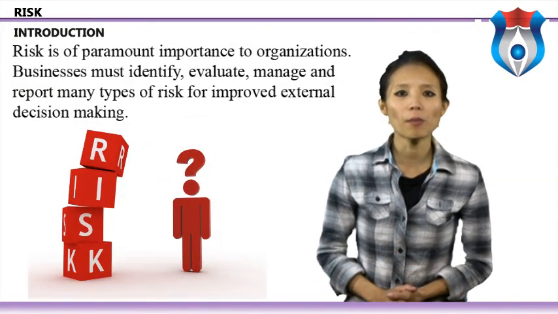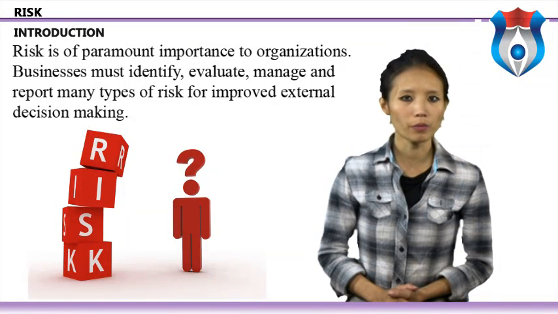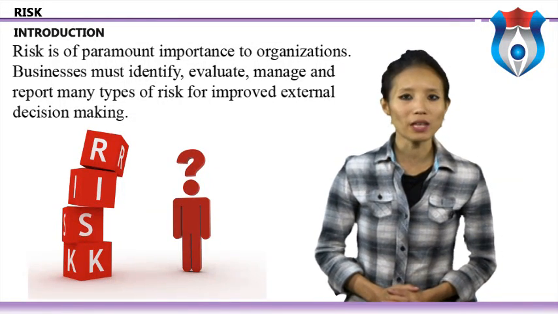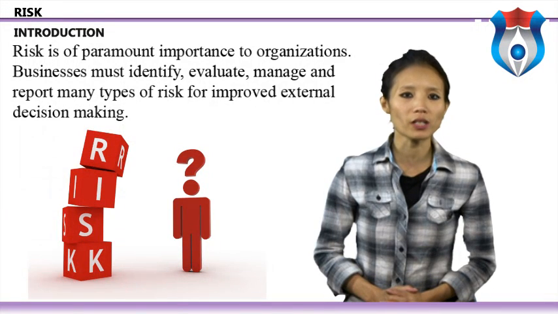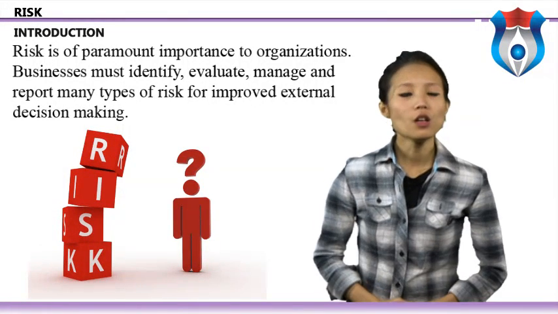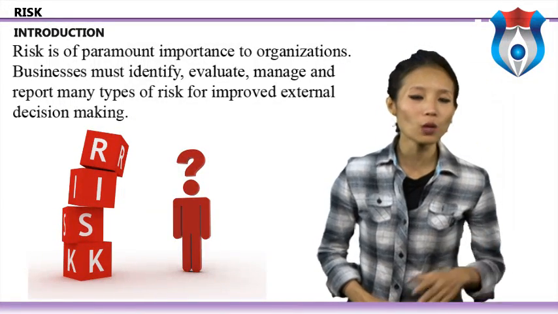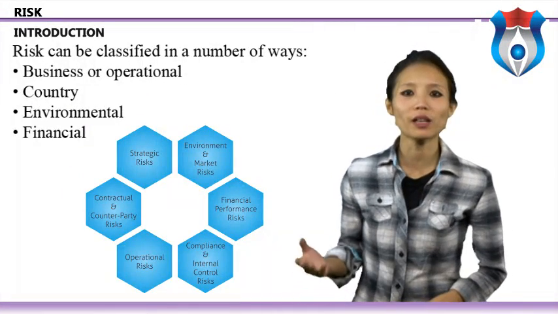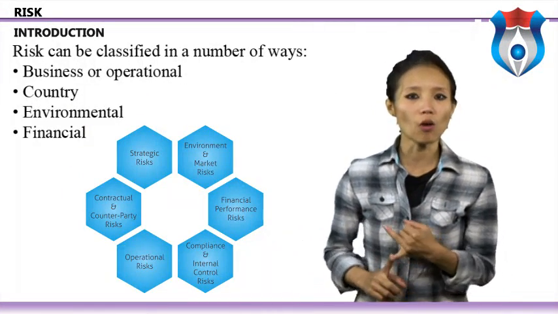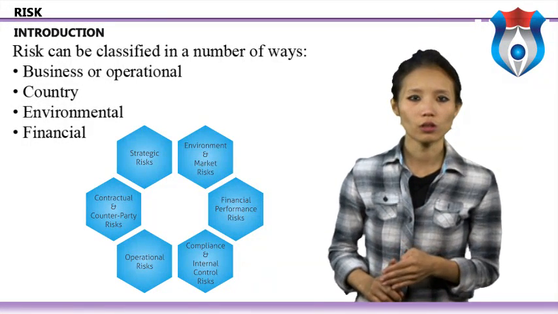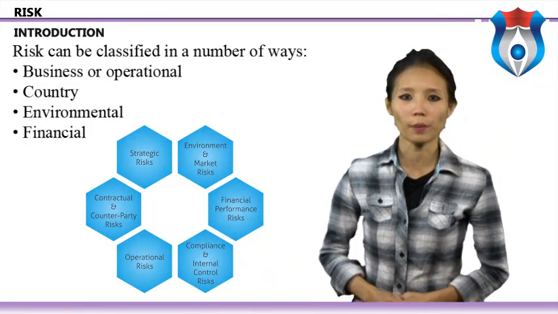Risk is of paramount importance to organization. Businesses must identify, evaluate, manage and report many types of risk for improved external decision making. Students, did anyone know risk category is divided into how many ways? Risk can be classified in a number of ways: business or operational, country, environmental, financial. Let us study each one of them.